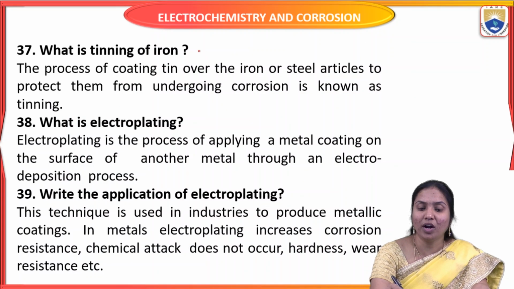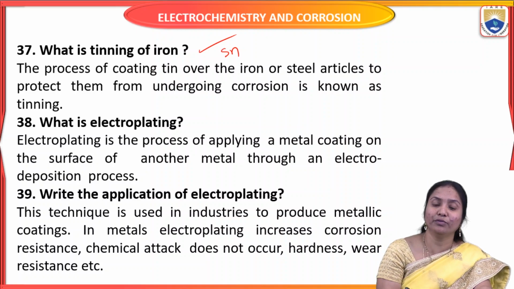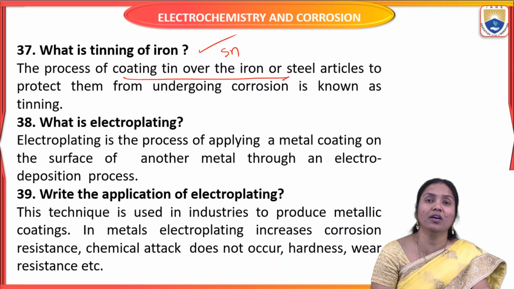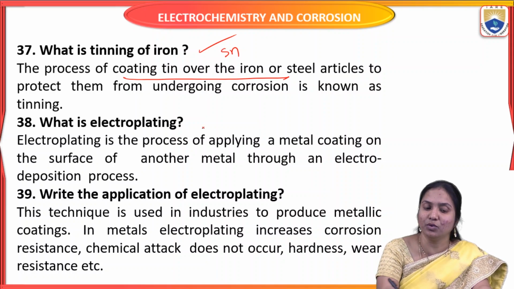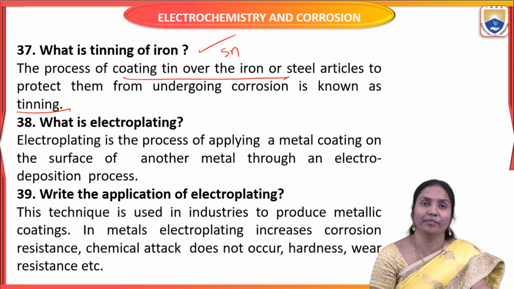The next one is, what is tinning of iron? Tinning means tin coating on base metal. For what purpose do we apply tinning? Tin coating on base metal protects the metal from corrosion. The process of coating tin over iron or steel articles to protect them from undergoing corrosion is known as tinning. So tin coating on base metal is called tinning. The base metals are iron or steel, which we protect from corrosion. For that purpose we apply this tin coating on base metal.